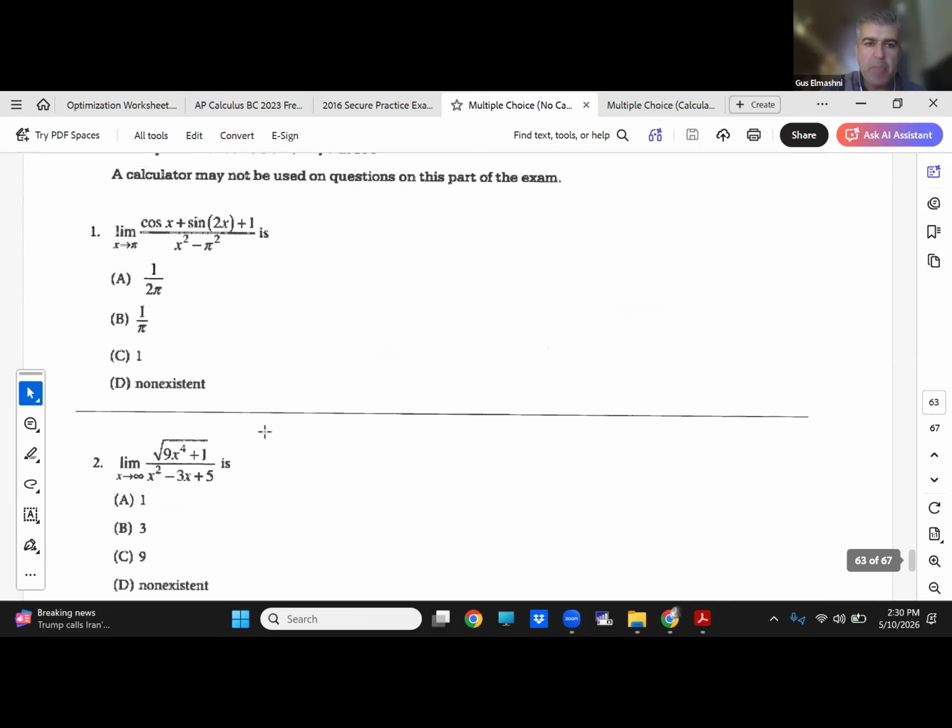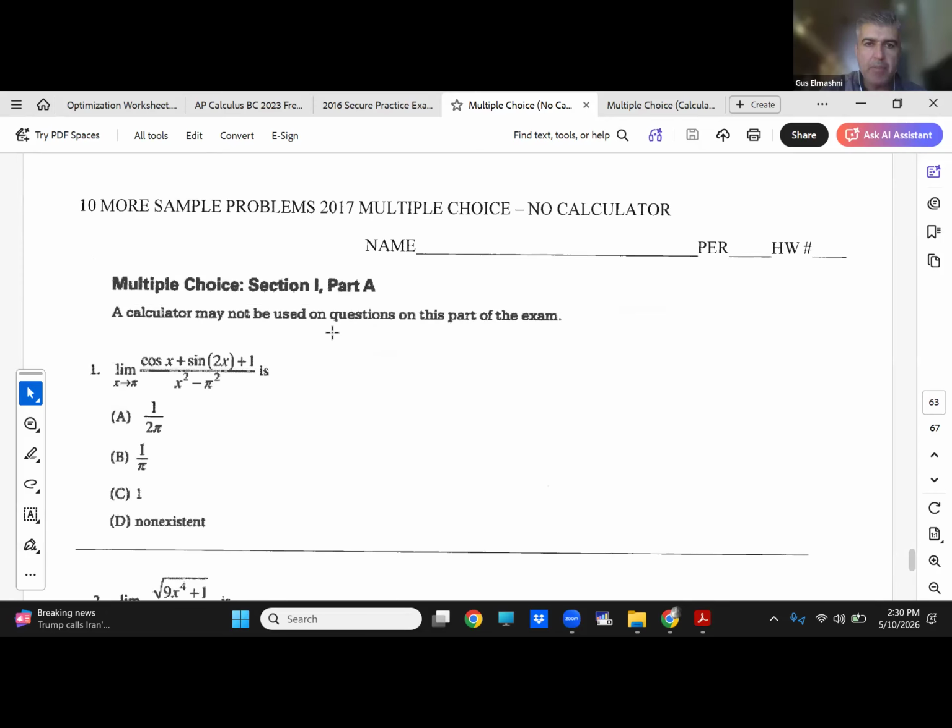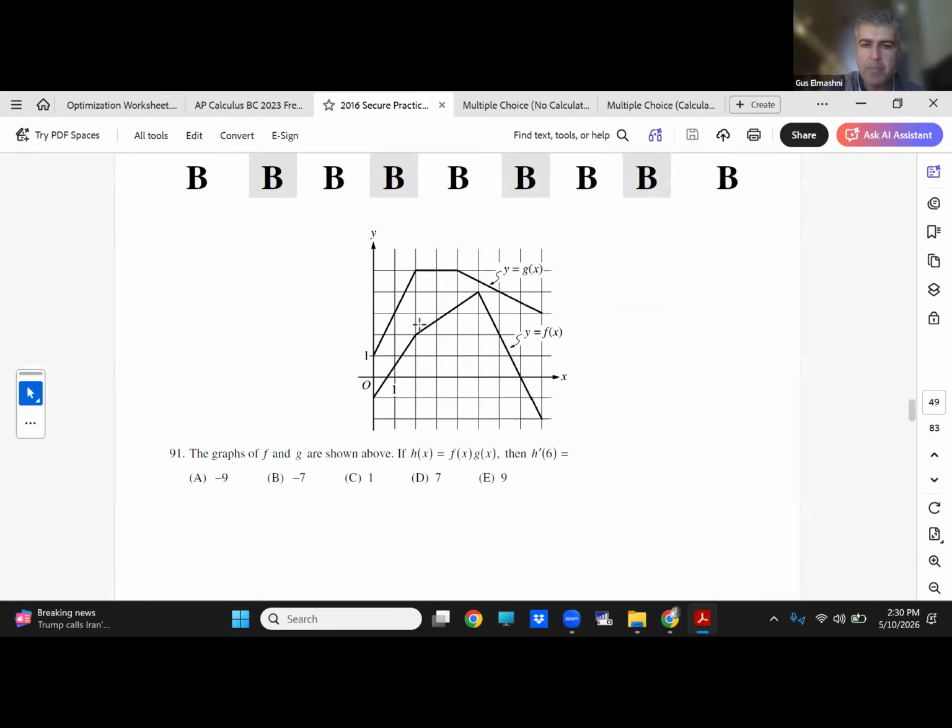Let's do a funky question on graphs and product rule. Let's give 91. And after this, we'll do a couple more multiple choice, non-calc, and we'll move on to FRQs. Those will be product rule, just so you know.